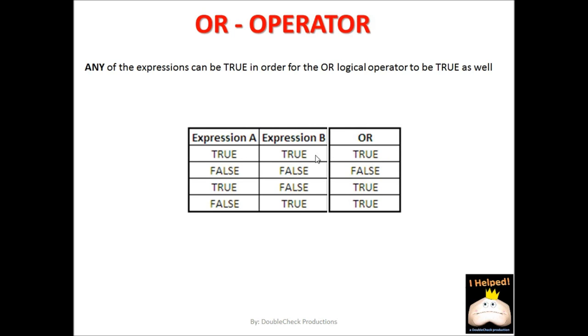The next one is both A and B are false. Neither of them are true, therefore OR comes out as false. On our third row, we have A is true, B is false. We have at least one of them that's true, therefore OR comes out as true. Finally, we have A is false, B is true. Once again, at least one of the values is true, therefore the OR operator comes out to be true.